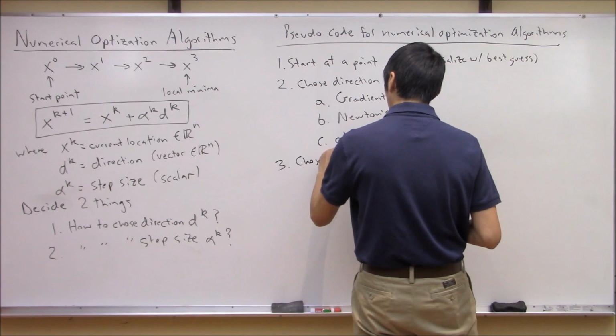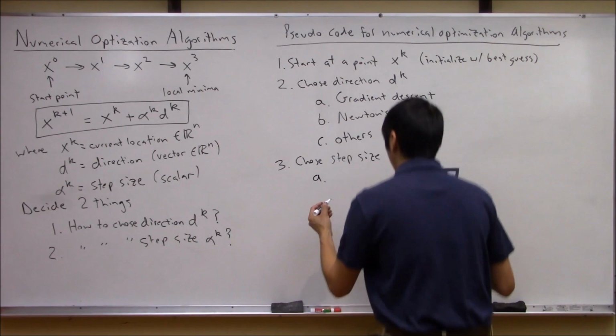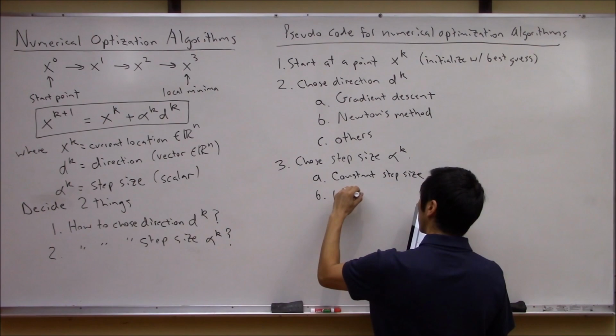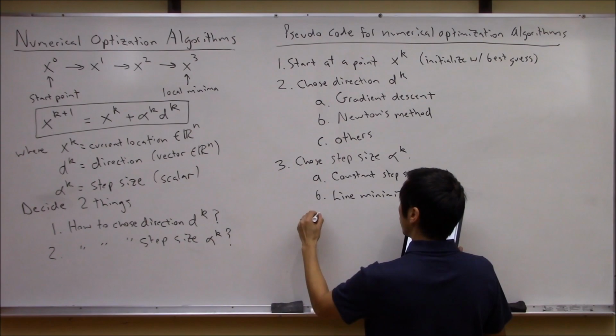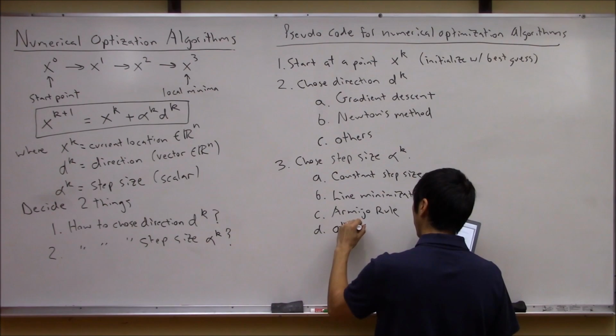Then next is you need to go ahead and choose a step size, alpha k. Okay, and again, just like we saw with the direction, there's many, many different ways you can do this. The easiest is maybe a constant step size. You could do what's called line minimization. There's the Armijo rule. There's others, Goldstein's rule, diminishing step size, et cetera, et cetera. Again, you could list this out forever.